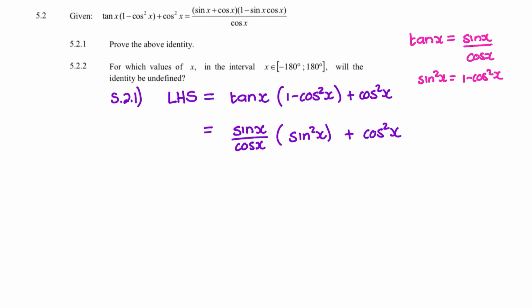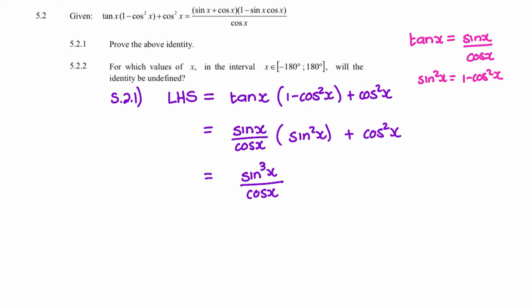Now for the second term, I also need to create the denominator of cos x. And what we need to do in the second term is multiply both the numerator and denominator with cos x. In the numerator, it will become cos cubed x, and in the denominator, we'll have cos x. So the first term is sine x multiplied with sine squared x. So that becomes sine cubed x over cos x.